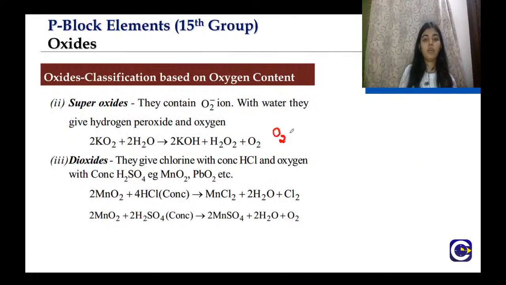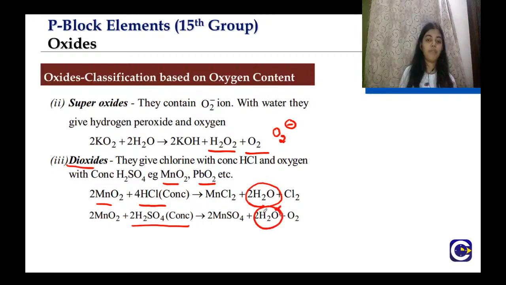Superoxides, that is O2-, right? So superoxides on reaction with water give peroxide plus oxygen. Dioxides, if you see, so MnO2, PbO2, these are the dioxides. Dioxides, if you treat them with conc HCl, they will give you water. Similarly, if you treat them with conc H2SO4, they will also give you water. Okay, so these products you have to remember.